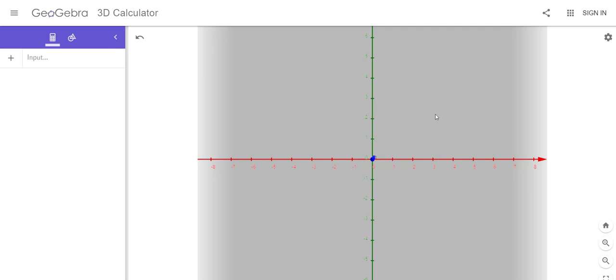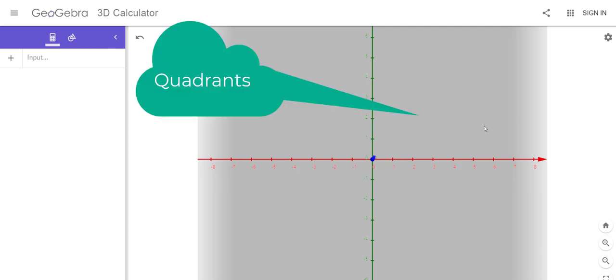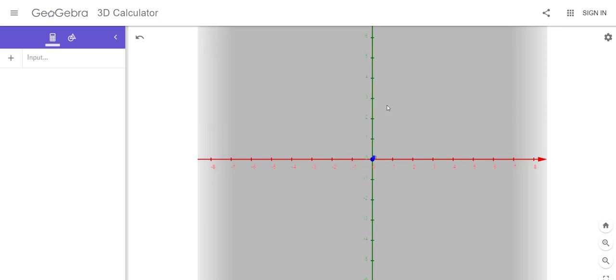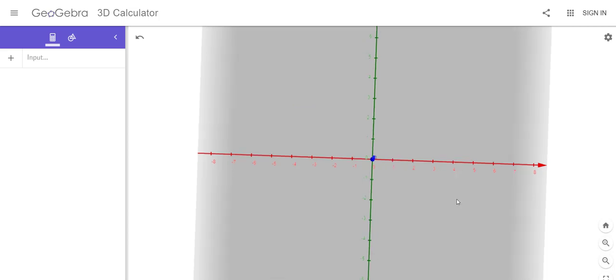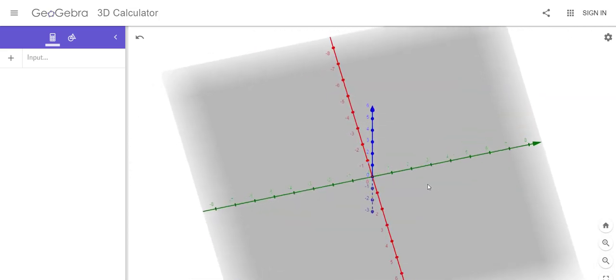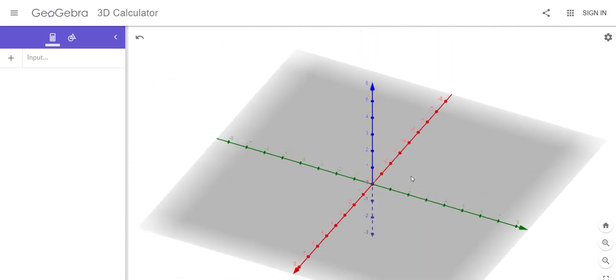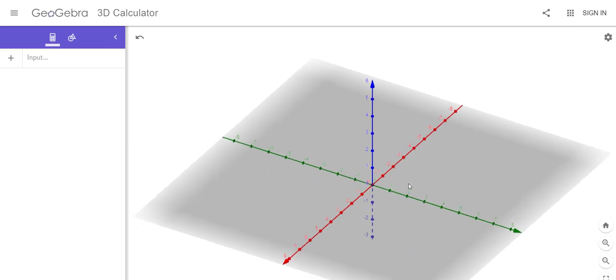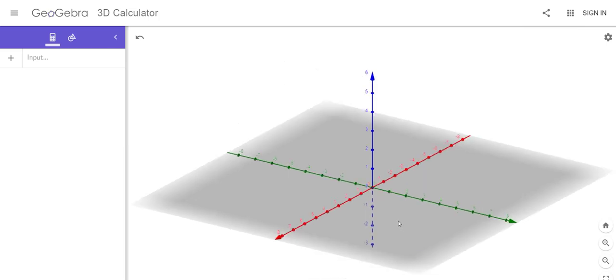In 2 dimensions, these 4 regions are called quadrants. This is quadrant 1. So I want you to imagine that this piece of paper is now rotated on your desk, but you're standing up next to your desk looking at it. And we'll do a little rotation here. So this would be the third dimension, but there's your quadrant 1.